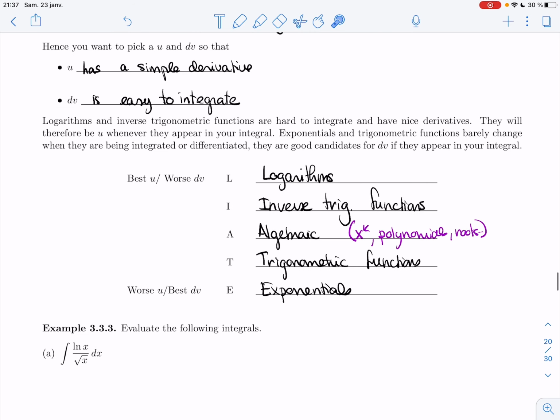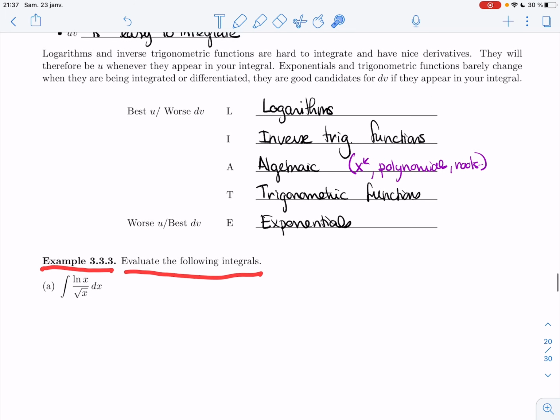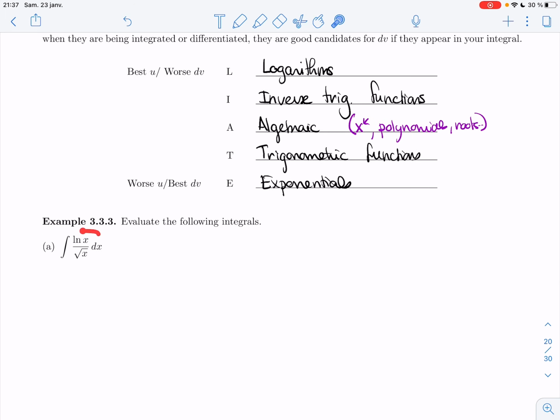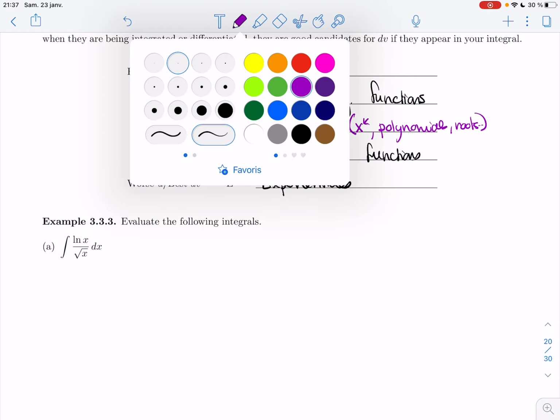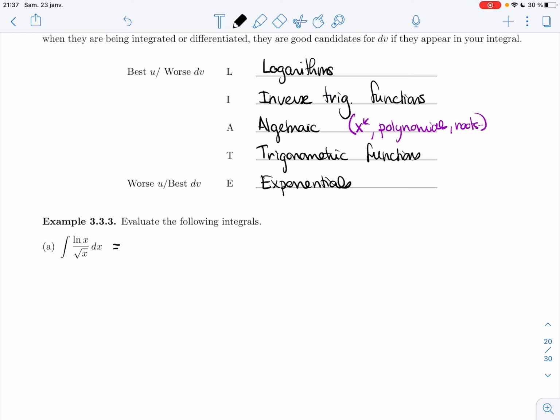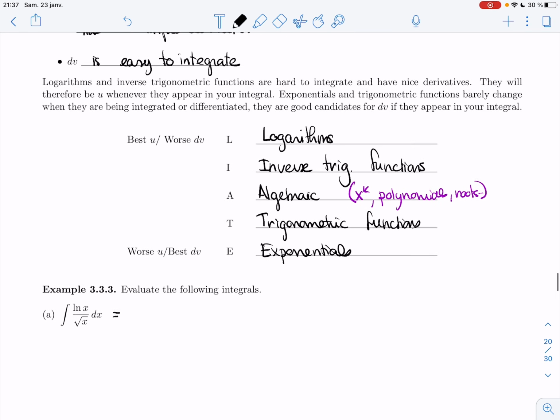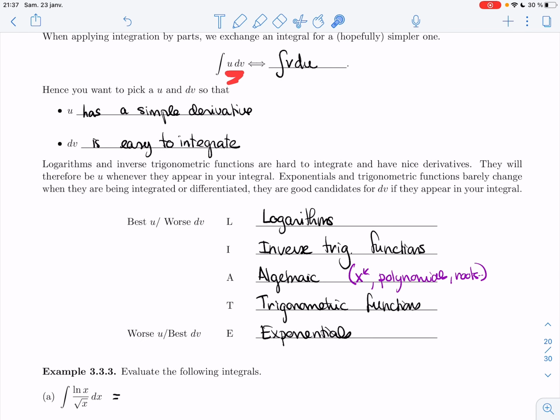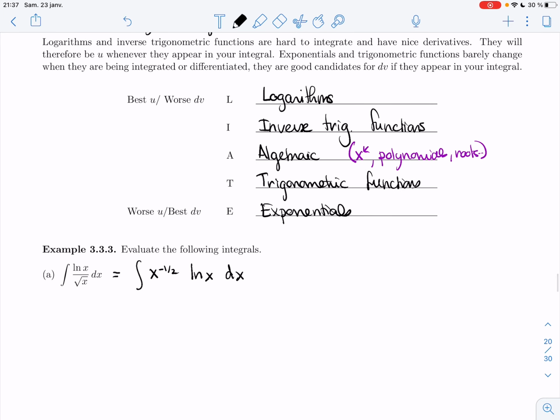All right, so let's try to apply this technique to a couple of integrals. Let's look at example 3.3.3. Evaluate the following integrals. All right, so I have the integral of ln of x over root of x. First thing, I'll write it as a product. I don't like the fact that it's a quotient. In integration by parts, I have a product of functions, and so I'm going to write it as x to the minus a half log of x dx.